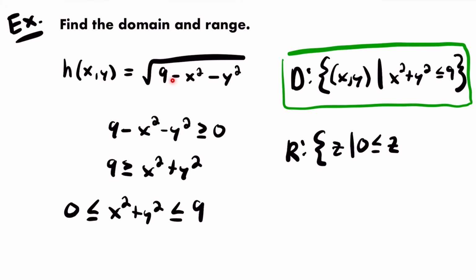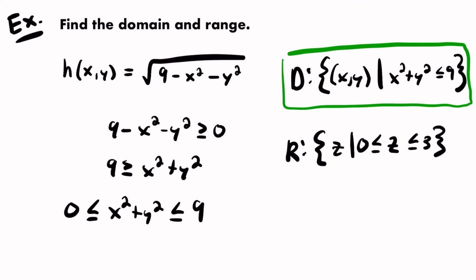You're not going to be subtracting any negative numbers, because x squared plus y squared will be a positive value. So 9 minus 0 would be 9, and the square root of 9 is 3. That is the biggest possible value that you could get for z on this multivariable function. All right, so we know that z has to be between 0 and 3. Okay, I hope that makes sense.